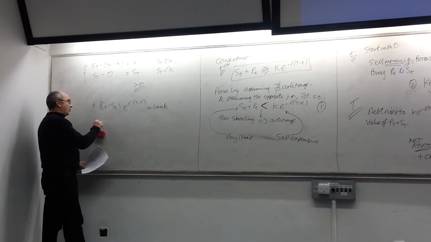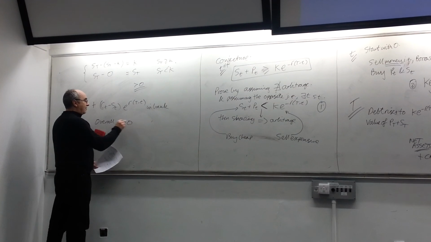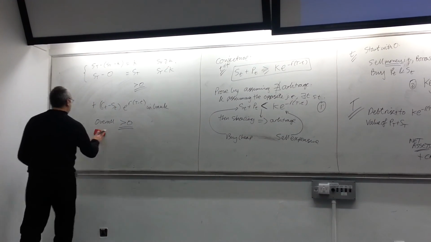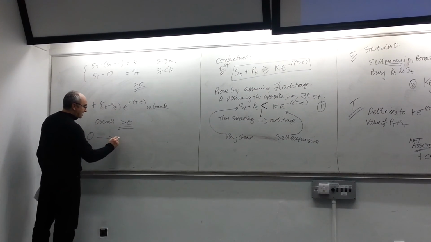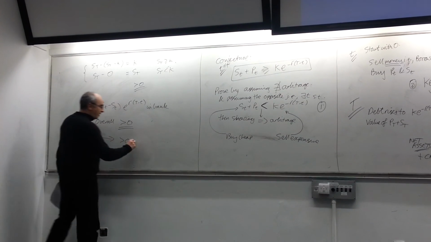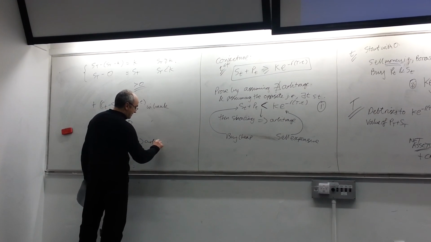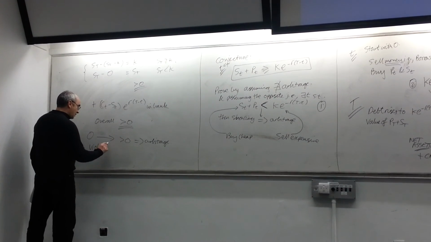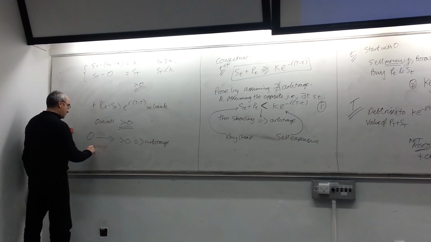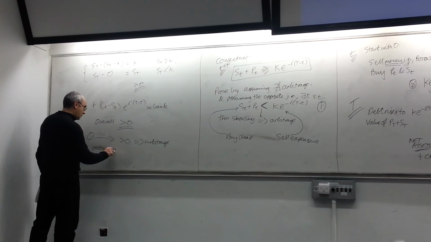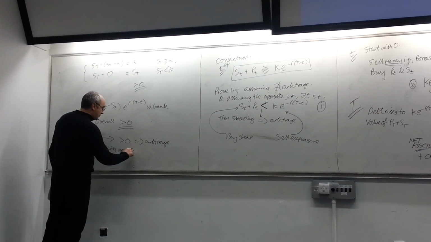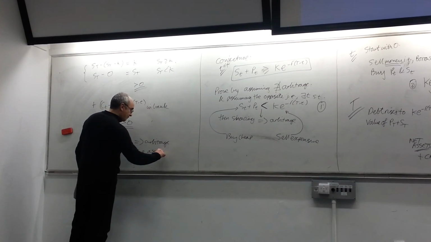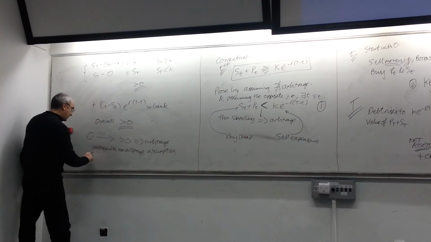So clearly overall I have something that's greater than 0. So I've gone from 0 to something greater than 0, which implies an arbitrage. I violated the arbitrage, or it contradicts the no arbitrage assumption. Something must be wrong.